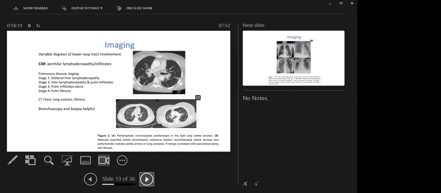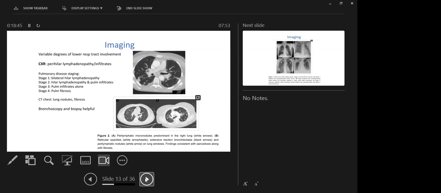In essence, pulmonary sarcoid stage 1 is your bilateral hilar lymphadenopathy, which I think we see quite a lot of on X-rays actually. Your stage 2 is when it includes pulmonary infiltrates. Stage 3 is when it starts leaning towards more chronic disease, so only pulmonary infiltrates. In stage 4 is when it starts developing pulmonary fibrosis.